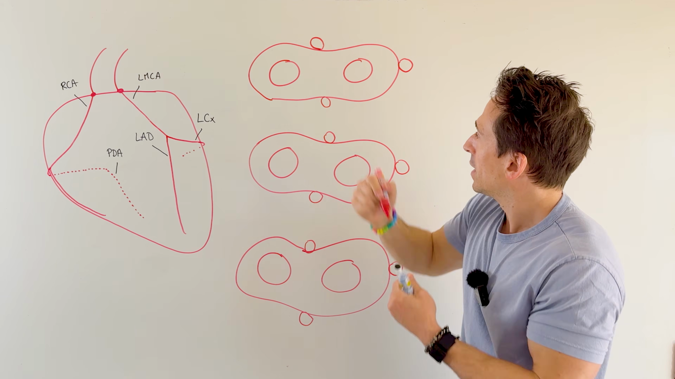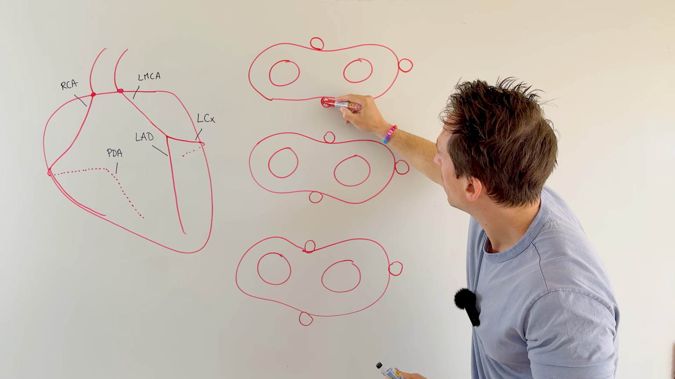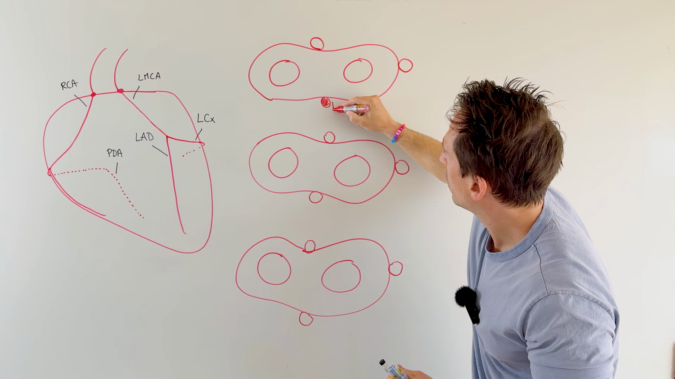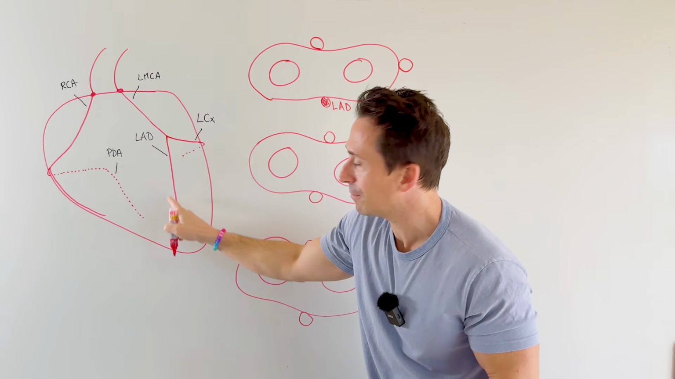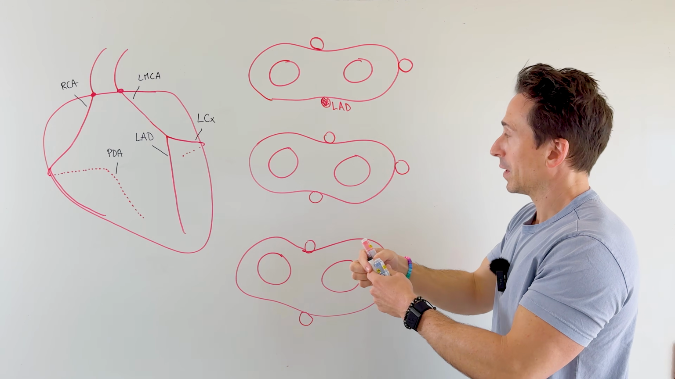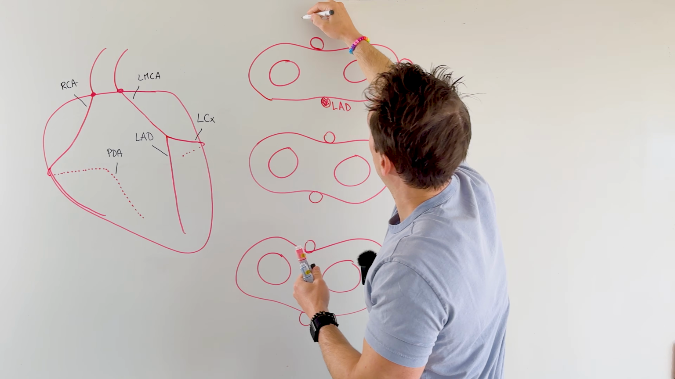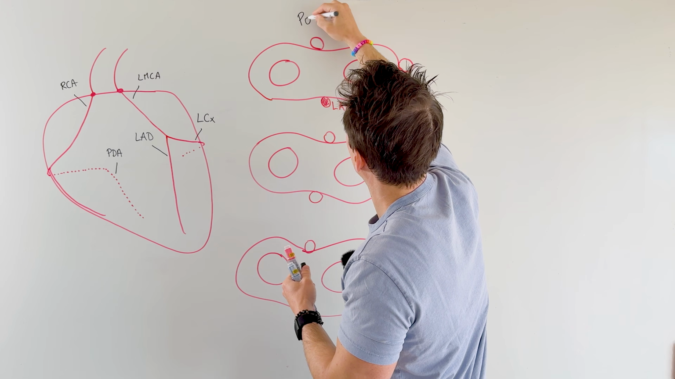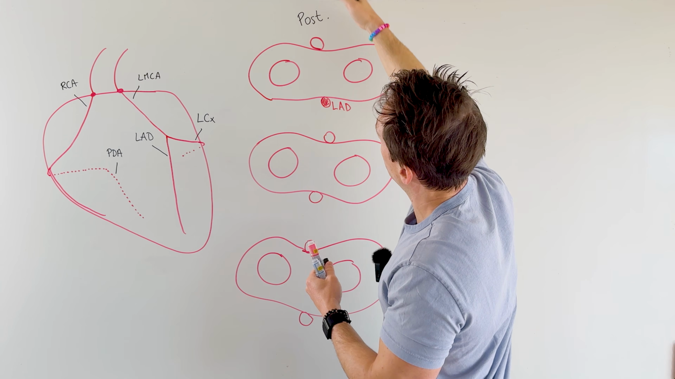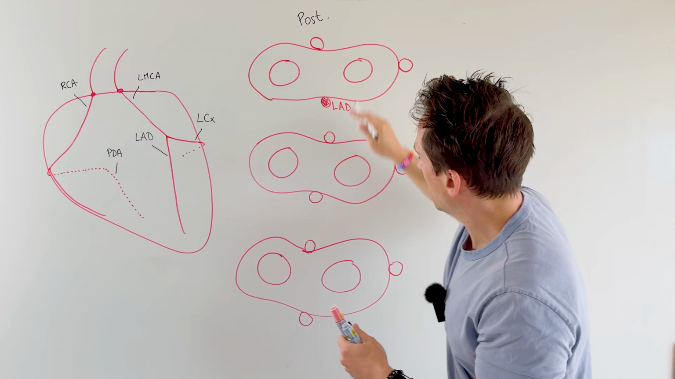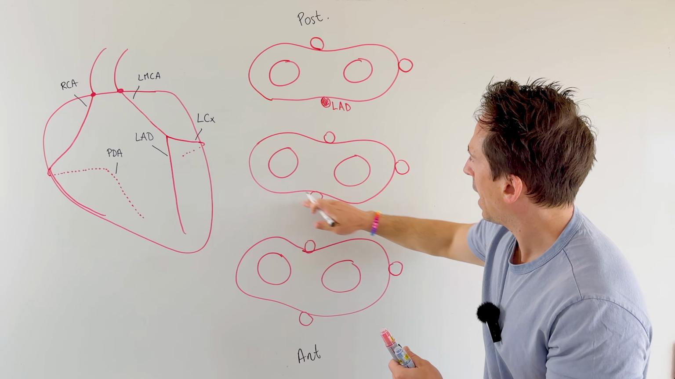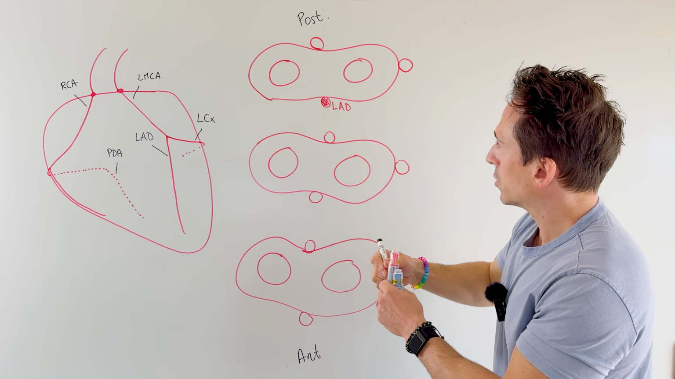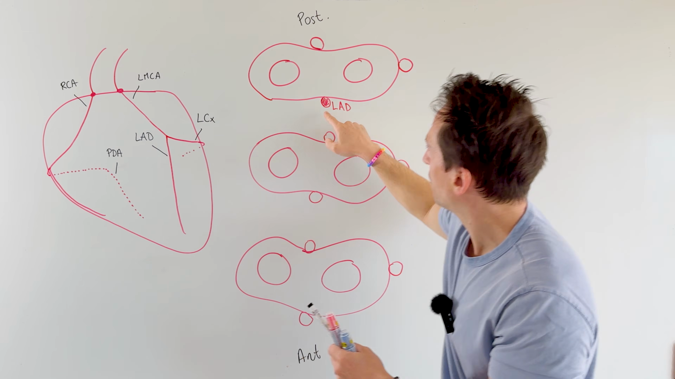All right, let's start with this one. This one here is our left anterior descending. This is our LAD. Now remember, this is the posterior, right? So that's the back of the heart, that's behind, and this is the anterior at the front. Anterior, anterior, anterior. Okay, so we've got our LAD, which is this one here, okay?